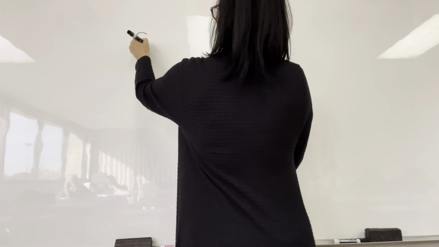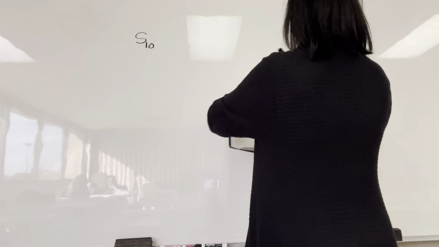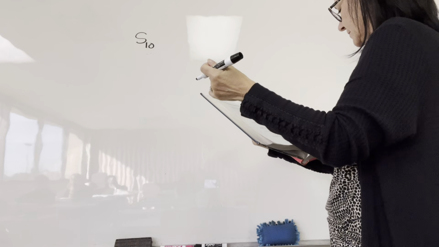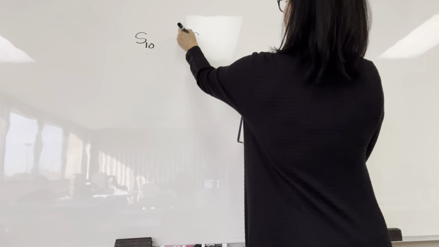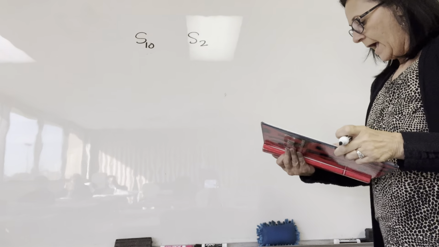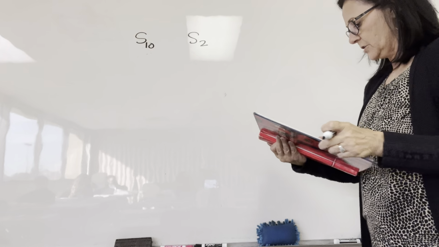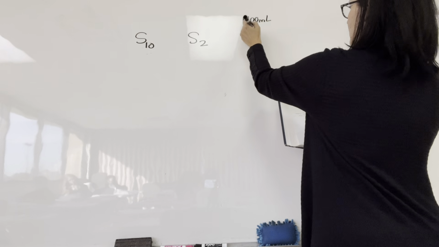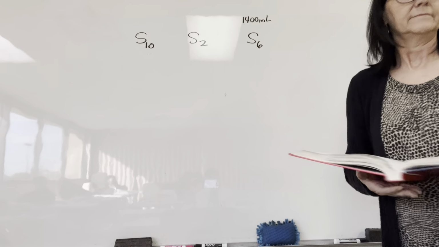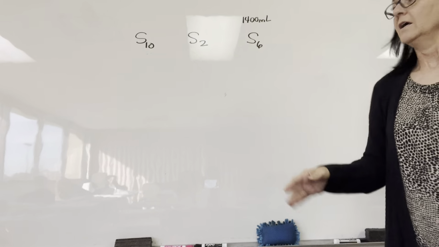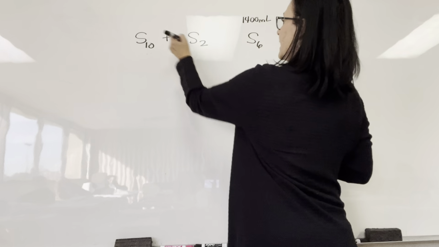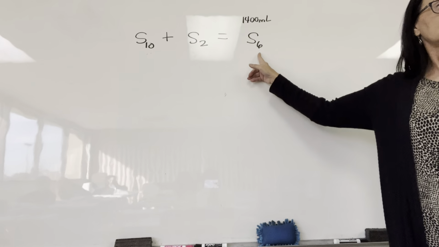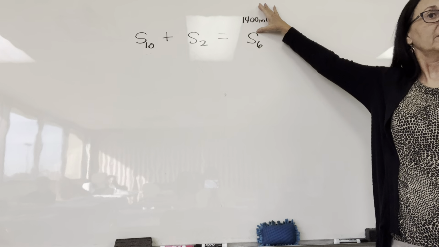All right, let's look at the second example. A chemist has one solution that is salt 10, so it's salt 10 and 90% water. I just needed the salt 10. And another solution that is only salt 2. How many milliliters of each should the chemist use to make 1,400 milliliters of salt 6? I want to end up having salt 6. So I'm going to combine the 10% and the 2% to yield a 6%. He needs 1,400 milliliters of the 6.